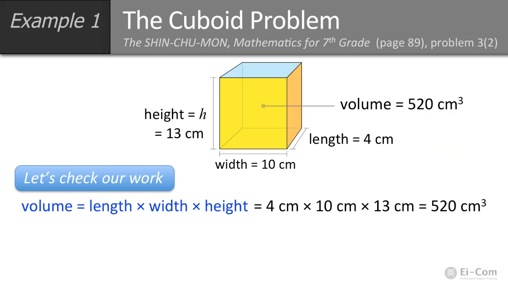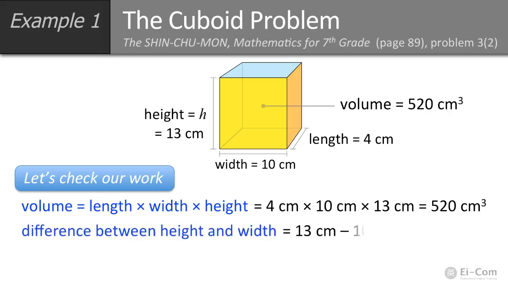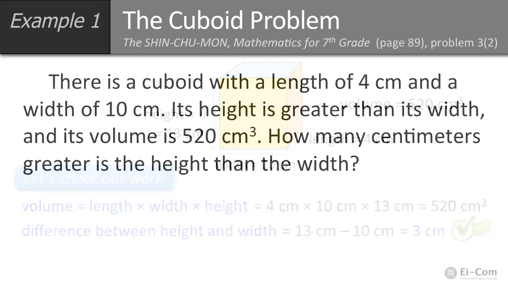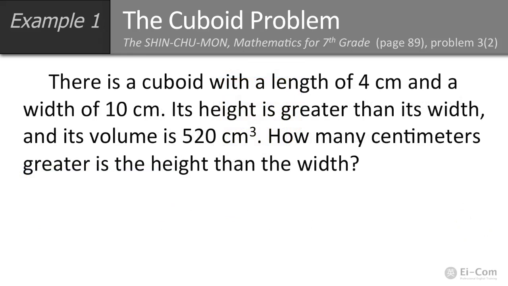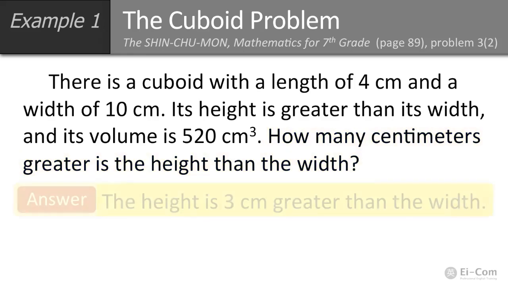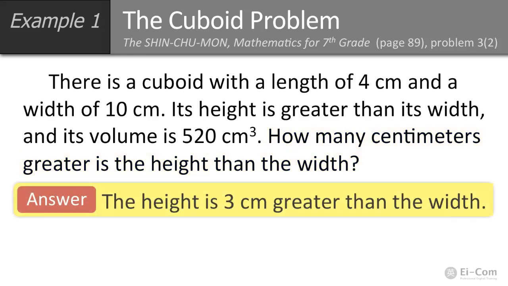And checking the difference between the height and the width of the cuboid, we get 13 centimeters minus 10 centimeters equals 3 centimeters. So that too is fine. Going back to the original problem, we can now answer the question, how many centimeters greater is the height than the width? The answer is, the height is 3 centimeters greater than the width.